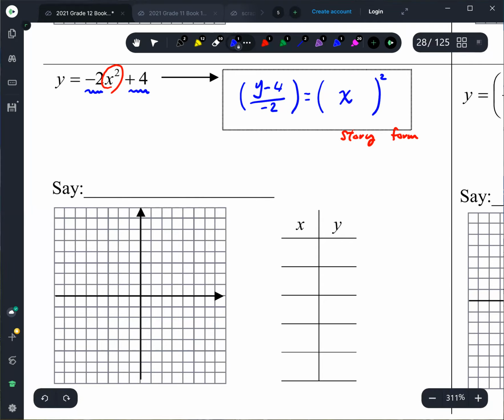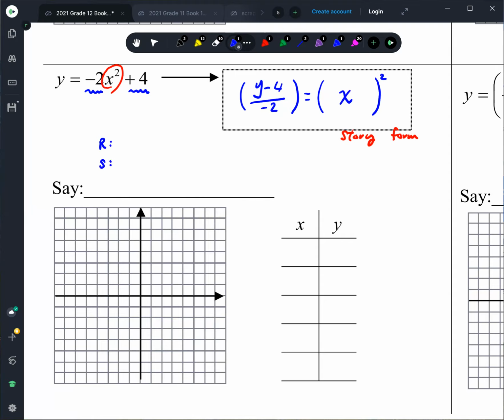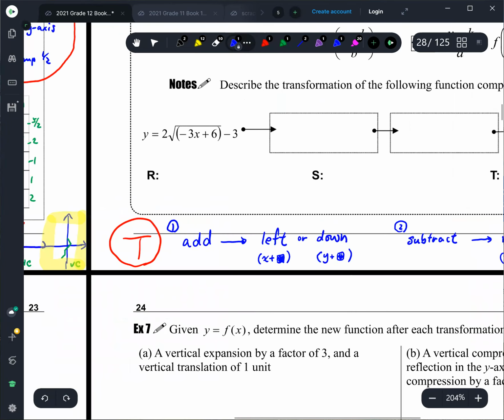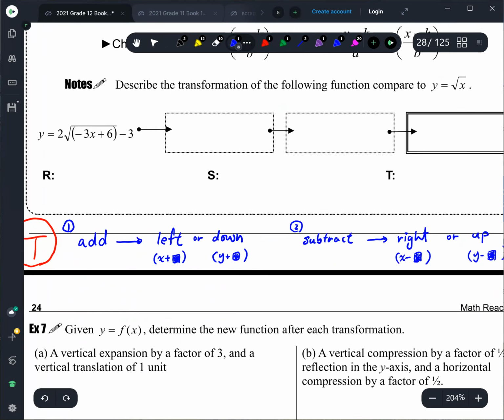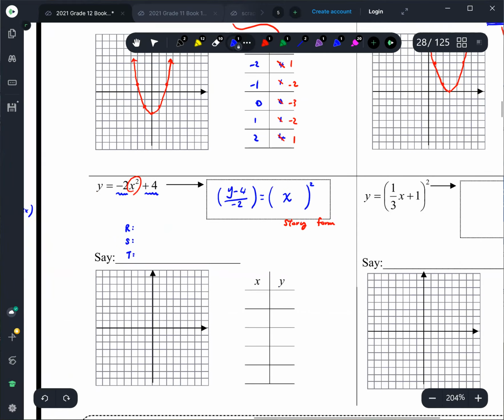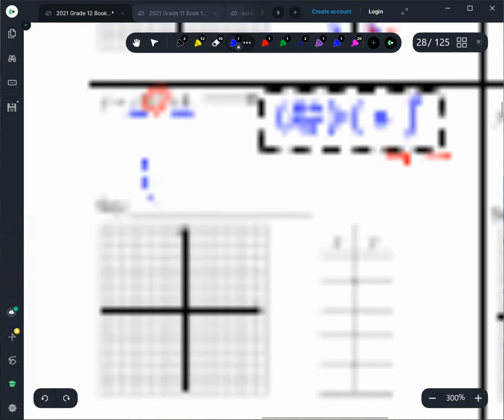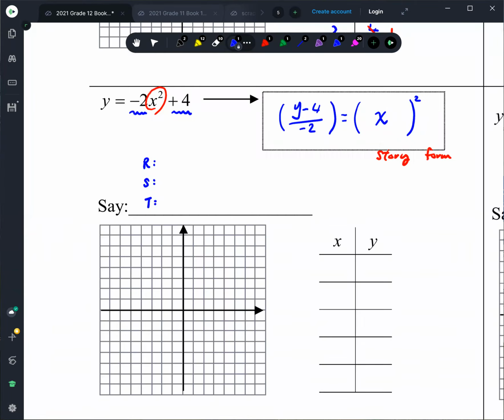When you describe the story, describe the transformations in order. You start with R. So look at the form. Do you have any reflection? And then S, do you get any expanding or compression? And then T is something we learned just now. You think about the rule we have here. Adding means left or down. Subtract means right or up, right? Okay, so please write it out in order, RST. Okay, raise your hand when you've done that.